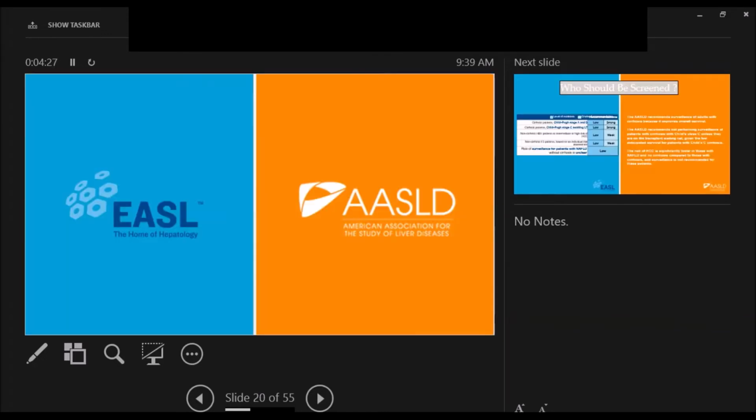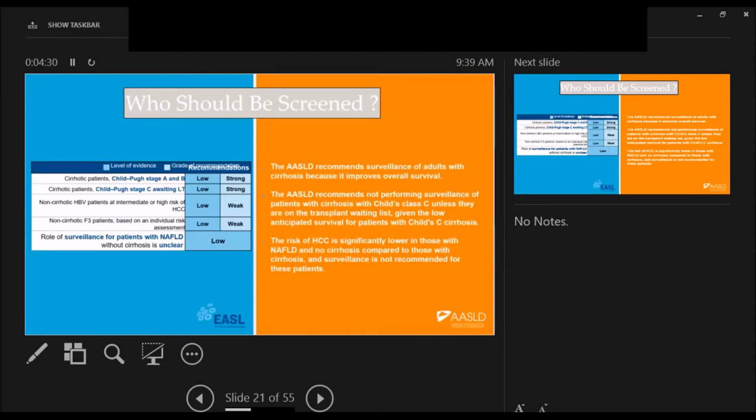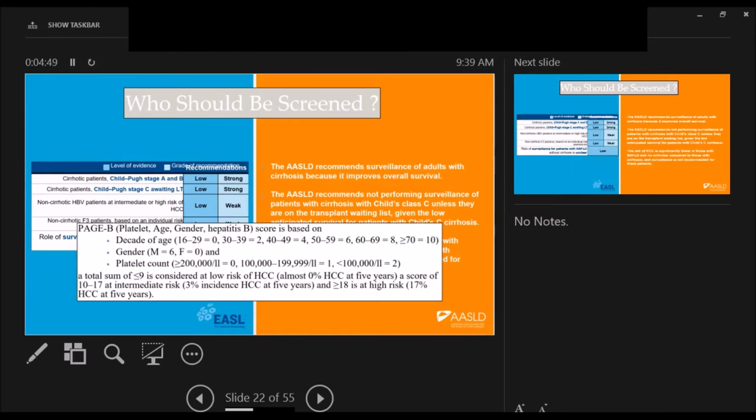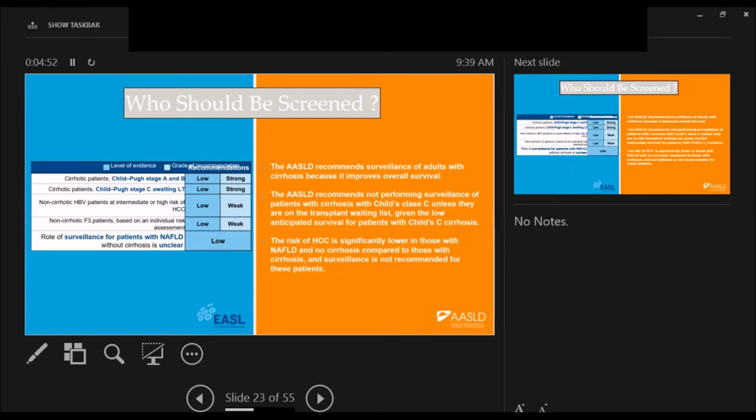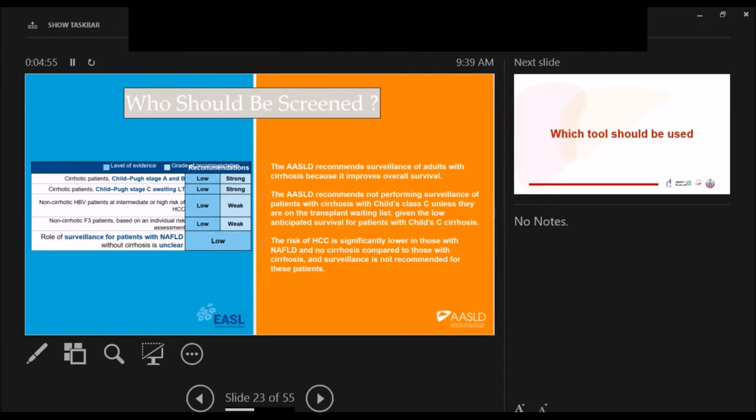If we compare the most commonly used guidelines, EASL and AASLD, we found that they are a little bit the same. It's recommended to screen cirrhotic patients, Child A and B, and Child C if waiting for liver transplantation. Non-cirrhotic HBV patients at risk of HCC, where we use PAGE-B criteria for assessment, and non-cirrhotic F3 patients based on individual risk assessment.